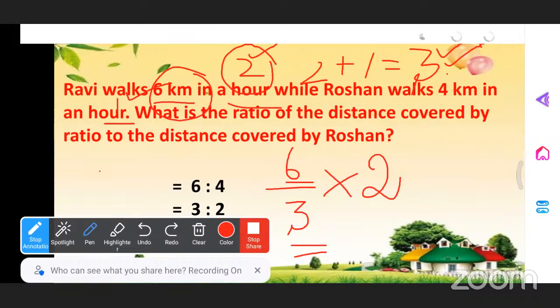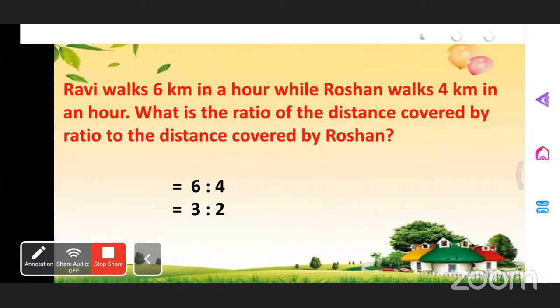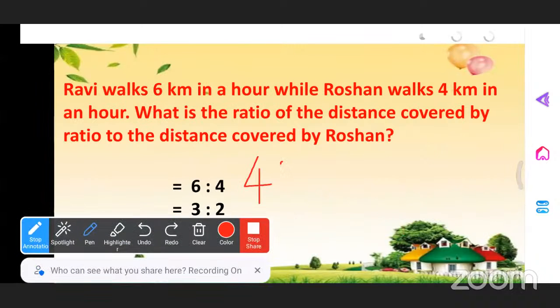Here 6 into 2 is 12, 12 divided by 3. So 4, we simplify the step. 4 is to 1. I just asked 12 divided by 3. So that's why 4 is to 1. Are you clear, Kana? So Ravi covers 4 kilometers in one hour.